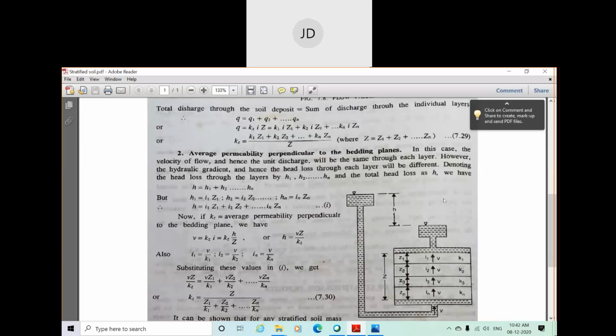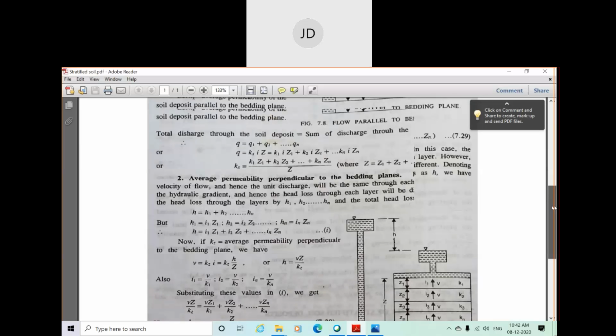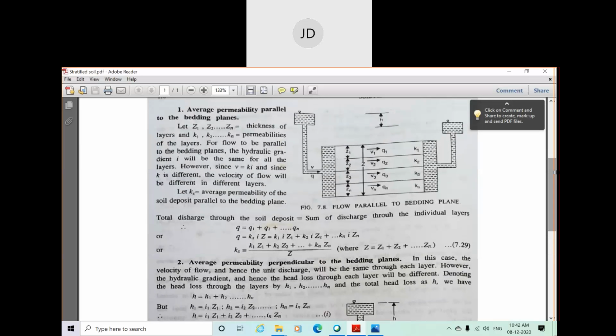Finally, we have got two equations for the coefficient of permeability in the x direction and z direction. Here kx represents the coefficient of permeability when the flow is parallel to the bedding plane. When the flow is parallel to the bedding plane, you have to use this formula: k1 z1 plus k2 z2, and so on up to however many layers there are, divided by the total thickness of the layers, that is z. Using this formula you can find the average coefficient of permeability for a stratified soil when the flow is parallel to the bedding plane.